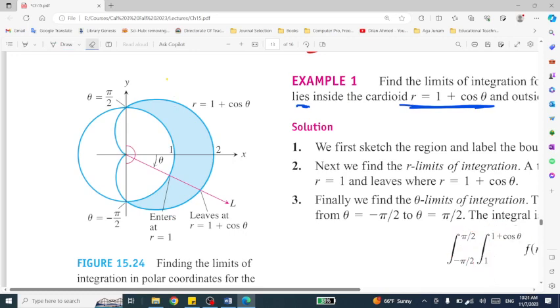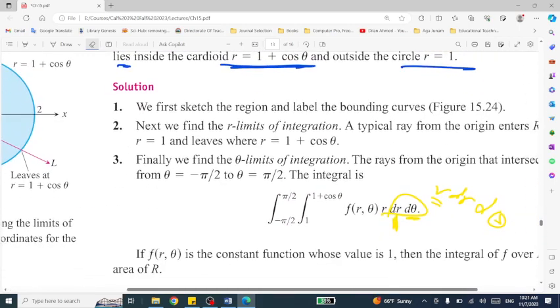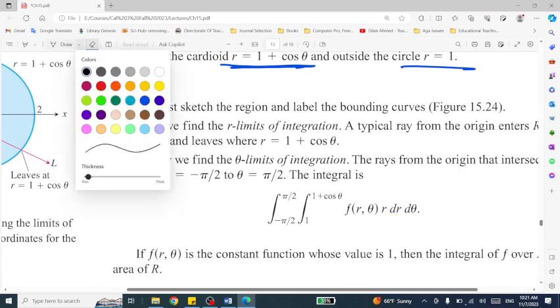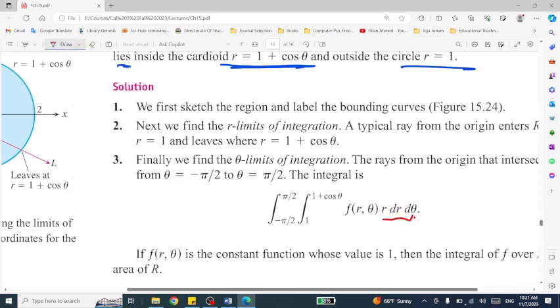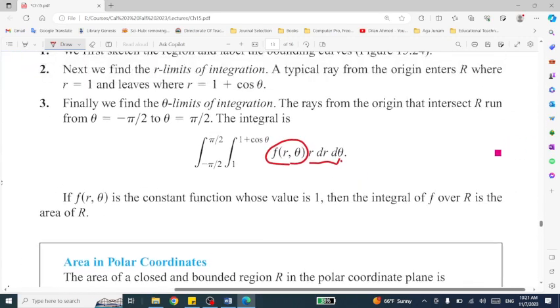Do you have any problem with it? Okay, r dr d theta. It's okay. We fix that one. We have it as a fixed part. Now, what's here? Any function that we have.